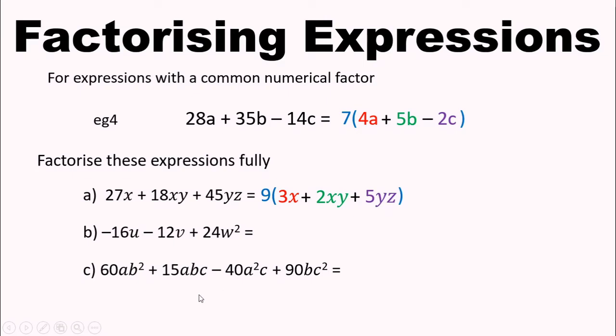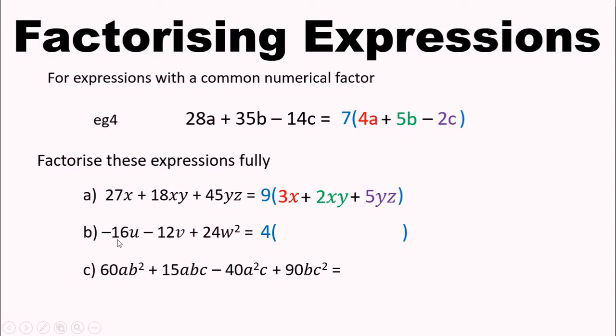Okay, let's go on to B. Now B's got some negative signs in there, so let's be careful with that. What's the common factor for all 3 of these terms? I can see the letters are all different, but look at the numbers. Negative 16, negative 12, and positive 24. They could all be divided by 4. So I put my highest common factor outside of the brackets, and I think about the factor pairs that I need to put into the bracket. Now, if you looked at these 3 numbers and you decided to divide them all by 2 instead, you would not be factorizing fully. We always need to use the highest common factor.